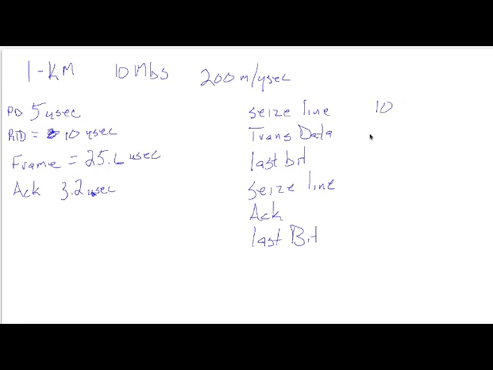And then to transmit the data is 25.6. And then the last bit is 5. And then to seize a line is another 10 microseconds. And then it's 3.2 for the ACK. And the last bit is, again, 5 microseconds. If you sum all this up, you get 58.8 microseconds.